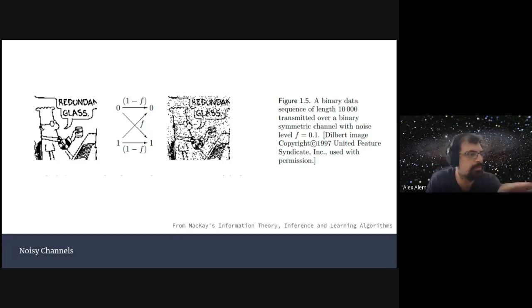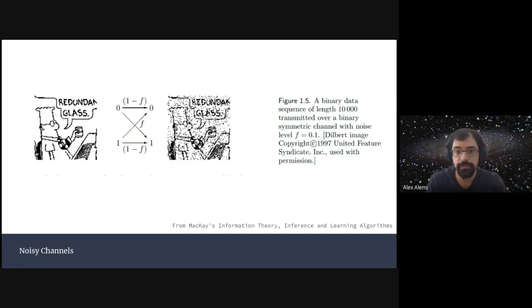Here's a beautiful little visual example from MacKay's book, Information Theory, Inference, and Learning Algorithms. Imagine you're trying to send that Dilbert cartoon to your friend, but you're sending it over some noisy pipeline. Every time you send it, every pixel has a 10% chance of getting flipped. So you try to send the Dilbert cartoon, and you get this dirty Dilbert cartoon on the other side. That's suboptimal. So how do you get around this? How do you communicate in light of this noise?